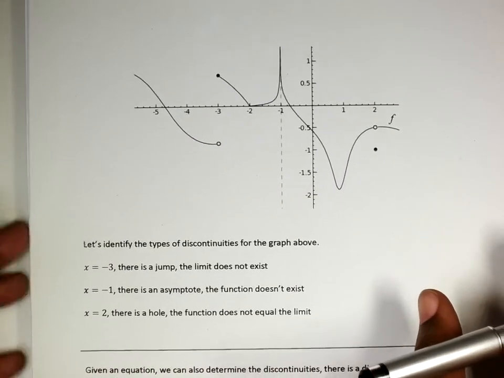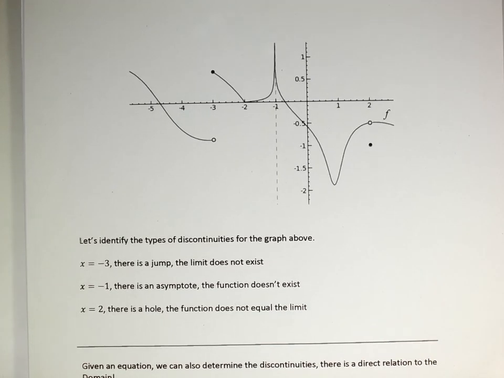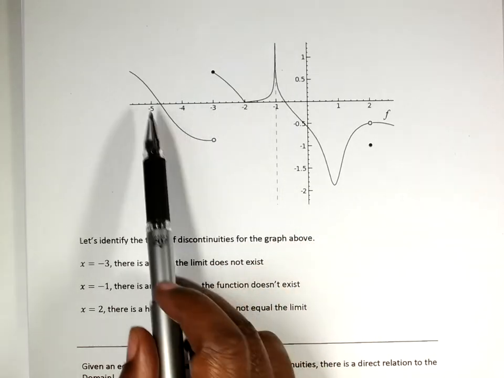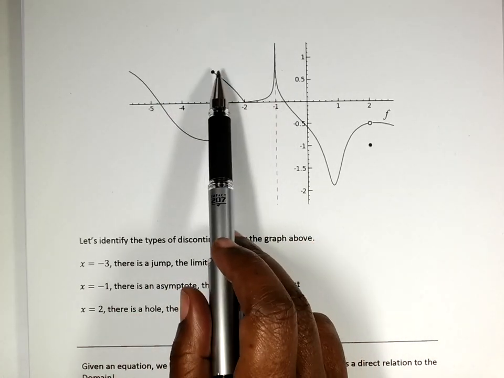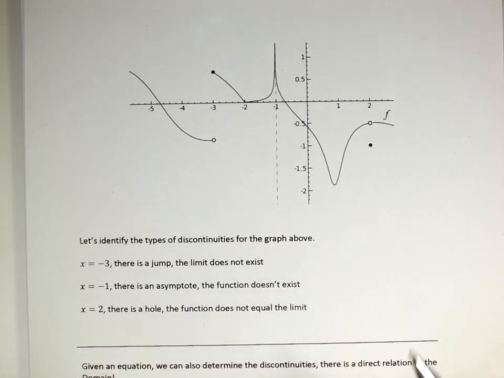So here I have a picture for you, and we're going to identify all the discontinuities, and then we're going to talk about what kind they are. In this course, we're not going to get too much into removable and non-removable discontinuities, but it's important to know whether there's a big jump there or it's just a little hole that you have to jump over. So our first discontinuity is at negative 3. The limit doesn't exist. The function exists. The limit doesn't exist, so therefore it's not continuous. There's a big jump there.